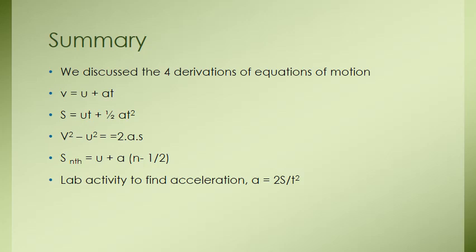So what you have learned till now are the 4 equations of motion, that is 4 derivations. v is equal to u plus at, s is equal to ut plus half at square, v square minus u square is equal to 2as, and the nth second distance is equal to u plus a into n minus half. And also to find the acceleration using the formula a is equal to 2s by t square in a lab.